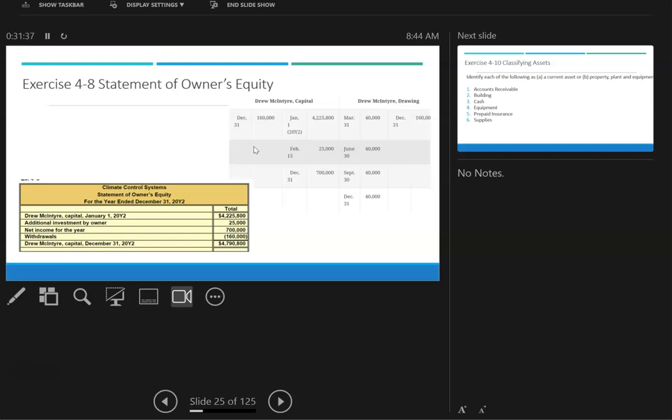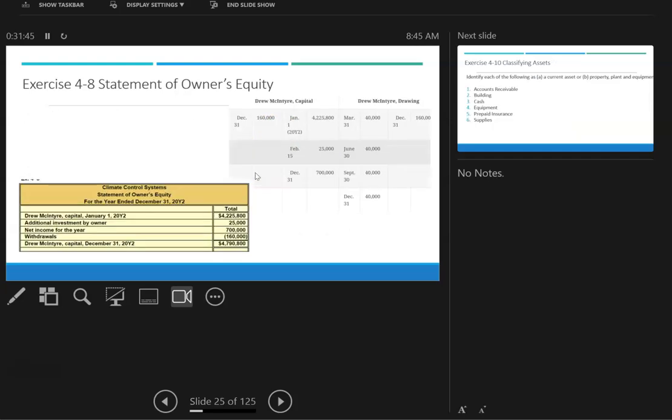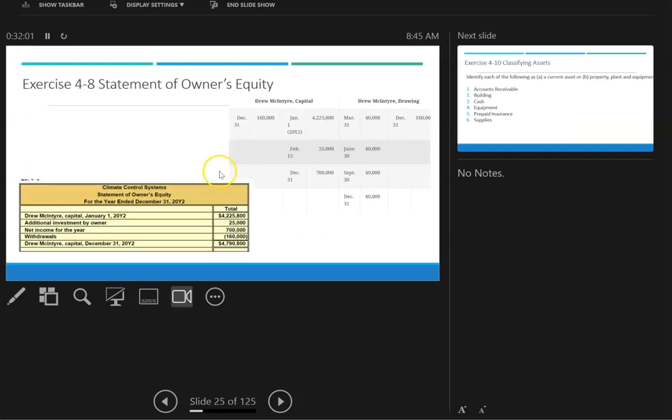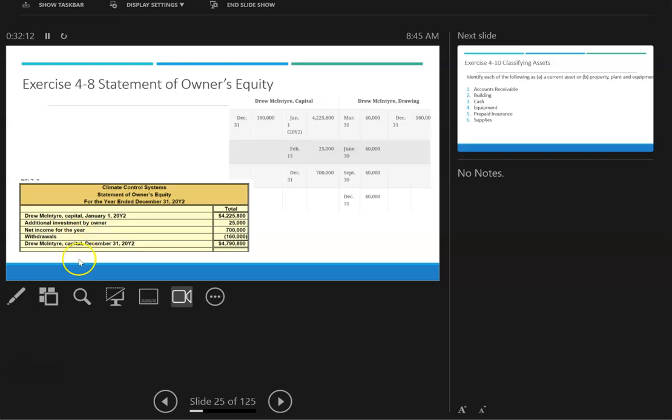You see that there. We show he invested an additional $25,000 into the company on February 15th. You see the net income during the year is $700,000. And I saw that because of this December 31st, $700,000. The net income flows into his capital account. And then he took out $160,000. Do you see here? 40, 40, 40, and 40? 160. So we know then his ending balance.